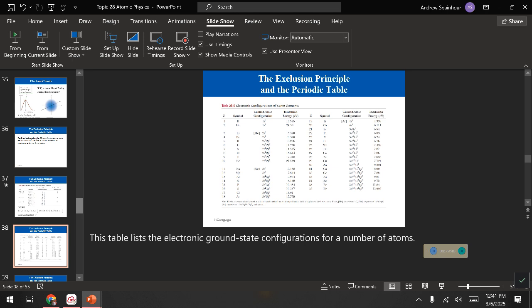If you want, this is in your book. I think it's actually in a table in the back of the book as well. This is the ground state configurations of everything up to krypton at 36. If there's any answers that you're looking at and you're not sure, I told you that you could look on the table. I forgot this was here. Everything through 36 is already on there.